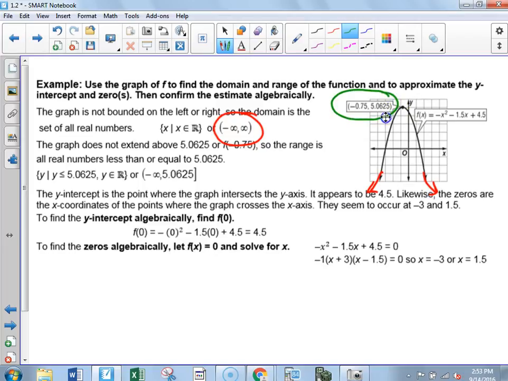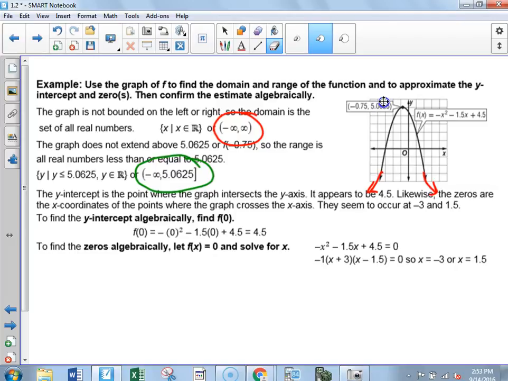Which value do I need for the range? I need the y values. So the y's go from negative infinity to that value right there. Everybody okay? Where we got that one? All right. Now, help me estimate quickly, and then we'll find them algebraically. The intercepts. Where's it crossing the y? Can you tell? Somewhere in here.